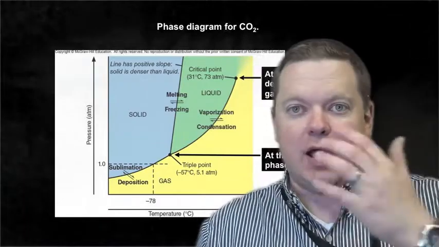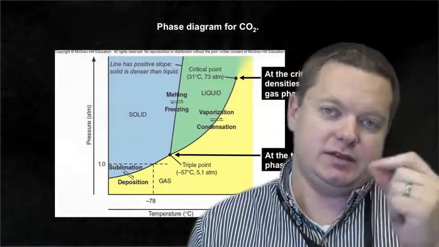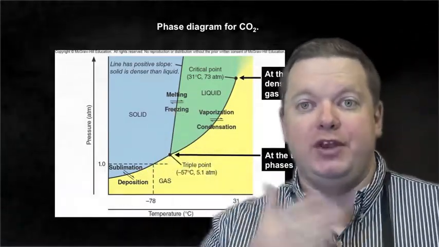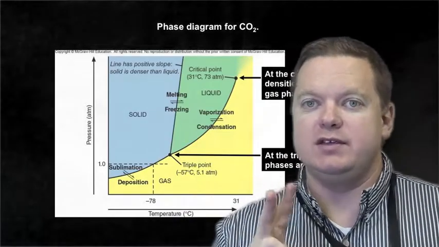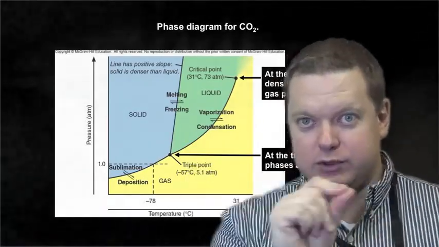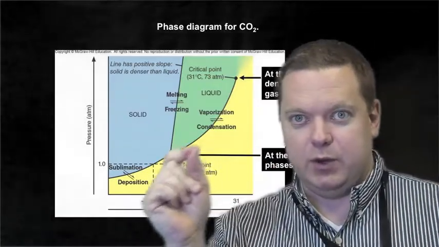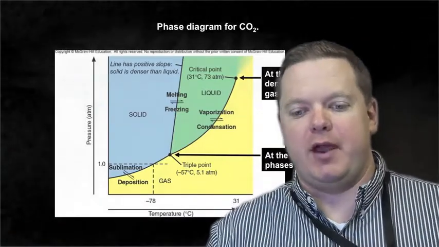But the lines on this phase diagram represent those changes between, say, a solid and a liquid. This first one is where we get melting or freezing. All those places along that line, those two phases are in equilibrium. So the molecules have the same ability to move back and forth from the solid to the liquid back to the solid. There's an equilibrium line there.